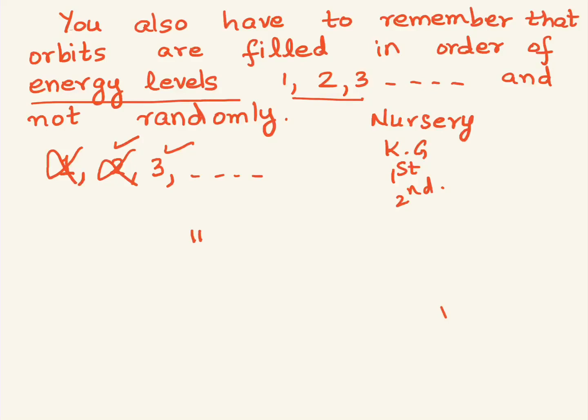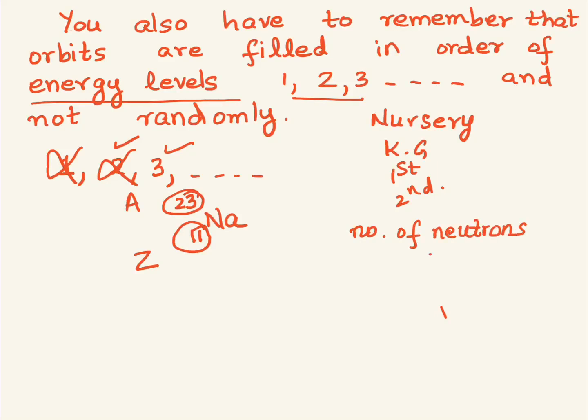I am taking a little different example. So let me say I'm talking about 11Na23. Now based on video number 2, can you tell me what this number is? Very good. It's the atomic number. What is this number? Very correct. This is the mass number. What is the number of neutrons in this particular atom? Very good. It is 23 minus 11.